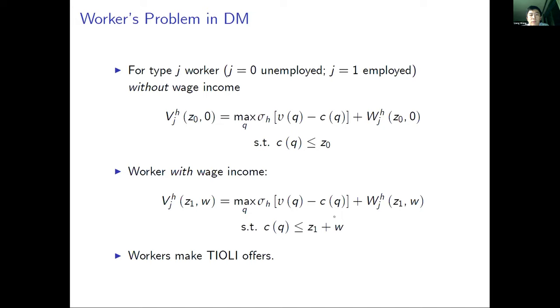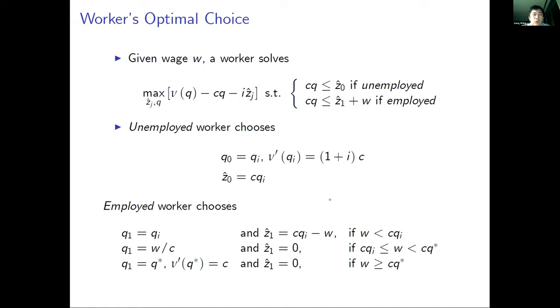So later for the theoretical results and the calibration, we're going to consider workers make a take-it-or-leave-it offer. So the worker's optimal choice then boils down to this slide. So basically there can be two different optimal choices for the money holding. For the unpaid workers, they basically choose money with the marginal cost equal to their marginal utility. Okay, that's straightforward. But for the workers employed, who get wage in this period, it really depends on how much their wage is.